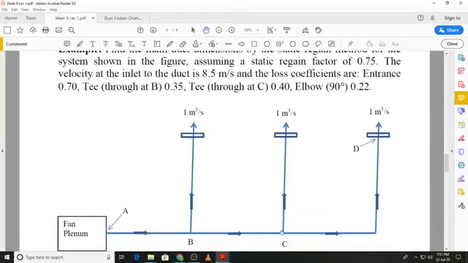We have to size these 3 segments by using the static regain method. Sizing segment A to B, we do not need the static regain method because we will have the total volume flow rate. We are given the velocity of 8.5 meters per second, so you can easily find out the cross-sectional area. Assuming it's a circular duct, you will then find out the duct diameter, and then we move on to segment BC and apply the static regain method. That is where we will see the application of this method.